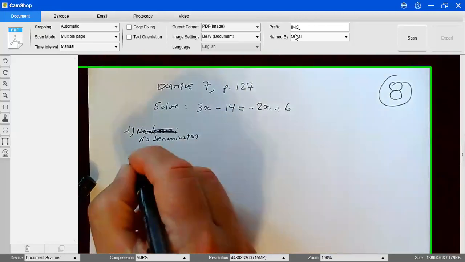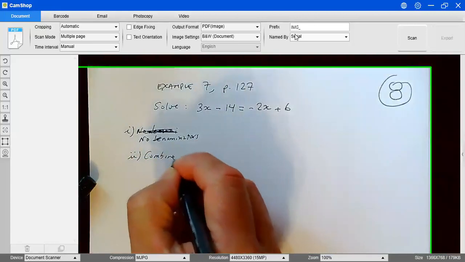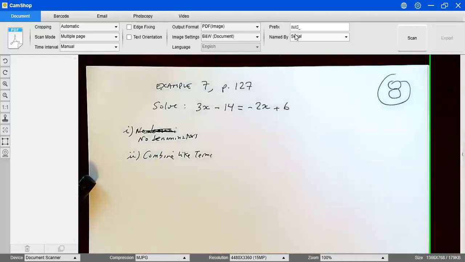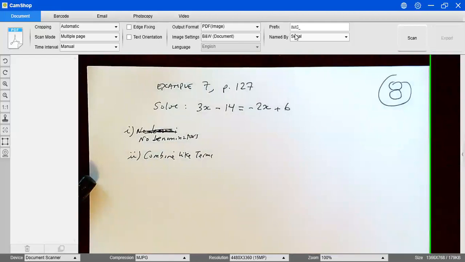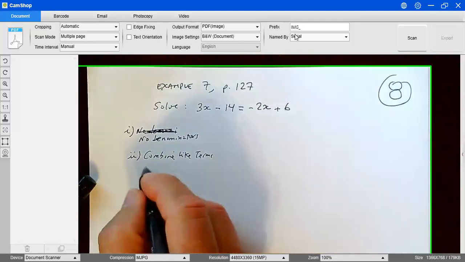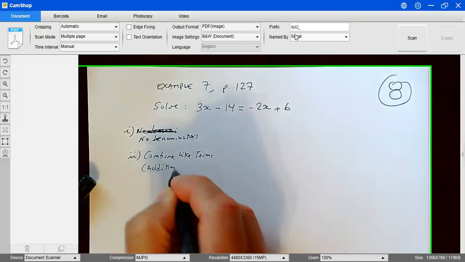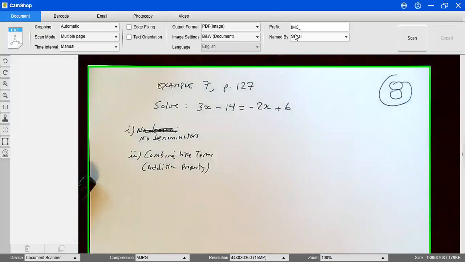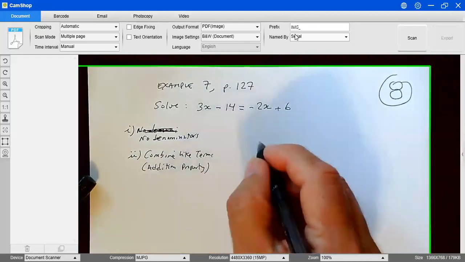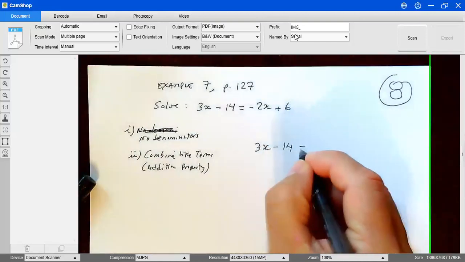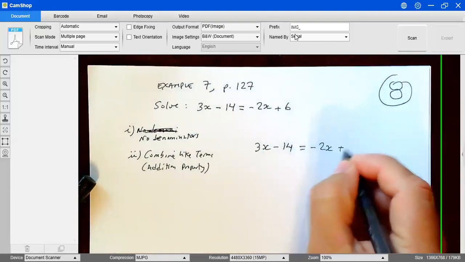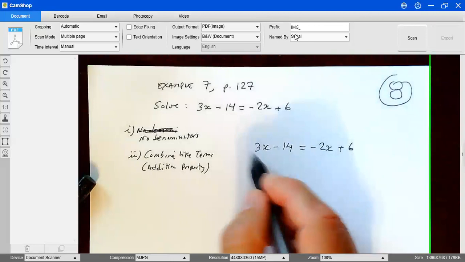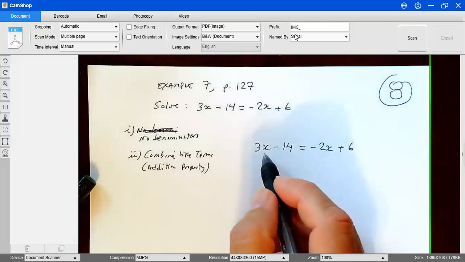So we go directly to combine like terms, because we have linear terms on both sides of the equation. We're going to need to use the addition property to combine like terms. This is important. That's another useful application of the addition property. So I have 3x minus 14 equals negative 2x plus 6. I want this negative 2x to be on this side to be able to combine it with 3x.